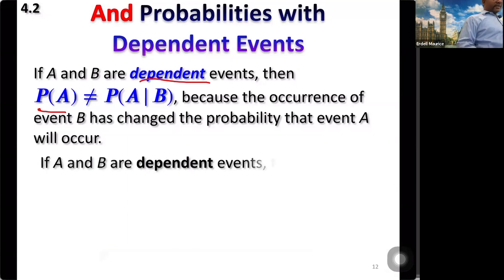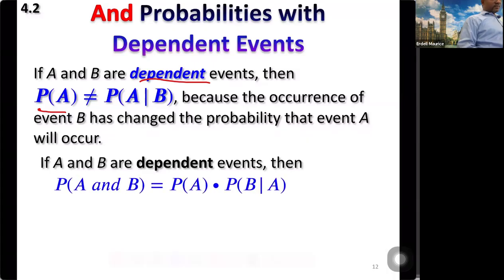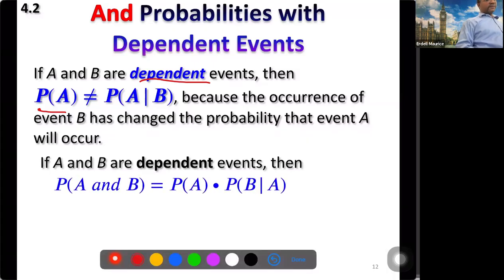If they're independent, oh, sorry, got this one first. If A and B are dependent, to find the probability of A and B happening, we still multiply. The difference is we first find the probability of A, and then we do not take the probability of B, we take the probability of B with the extra info.